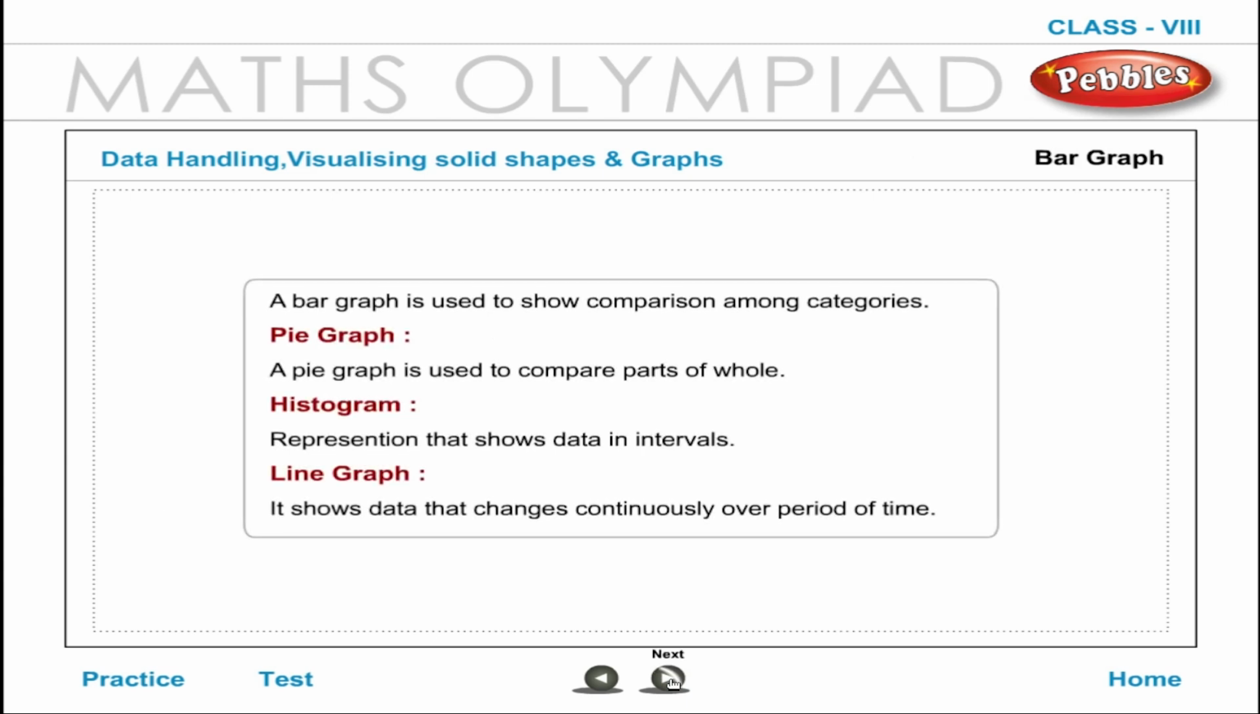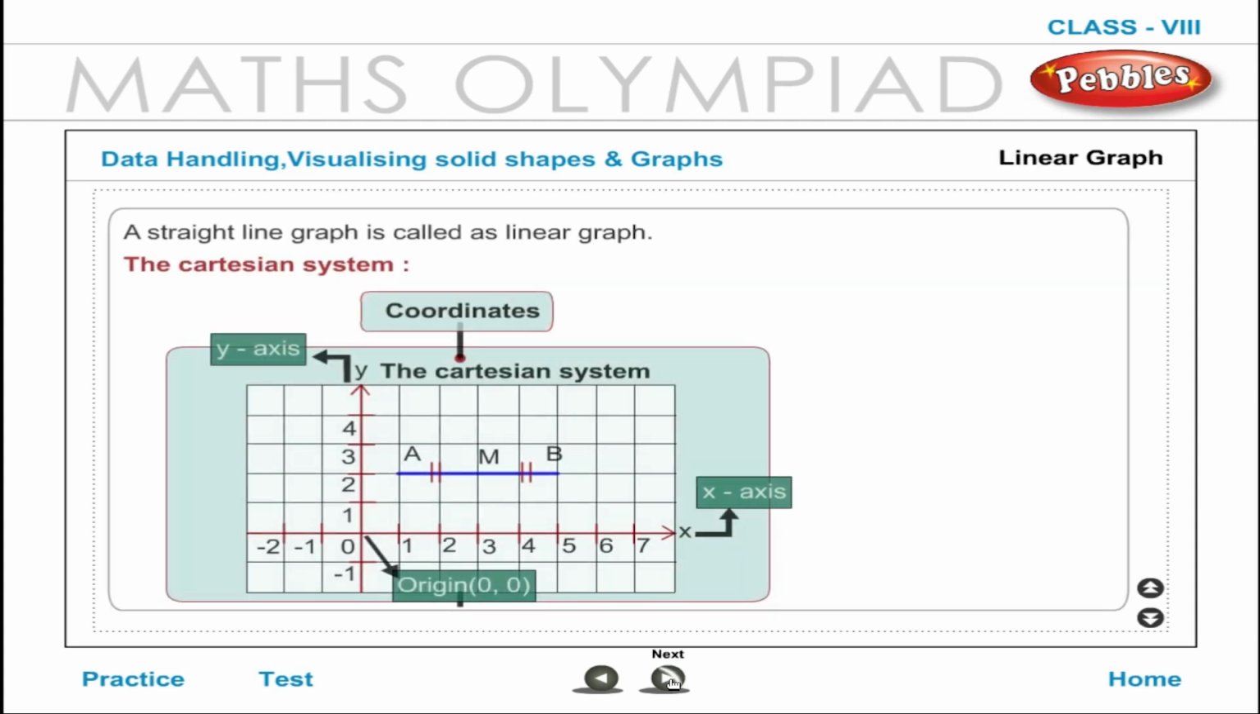Bar graph. A bar graph is used to show comparison among categories. Pie graph. A pie graph is used to compare parts of whole. Histogram. Representation that shows data in intervals. Line graph. It shows data that changes continuously over a period of time. Linear graph. A straight line graph is called as a linear graph.